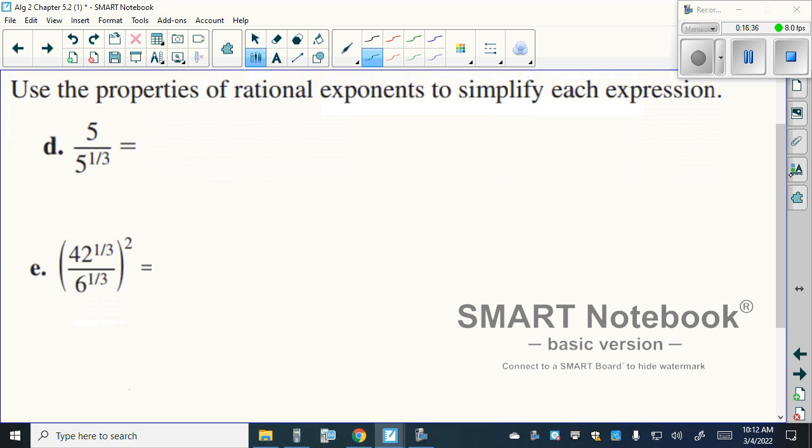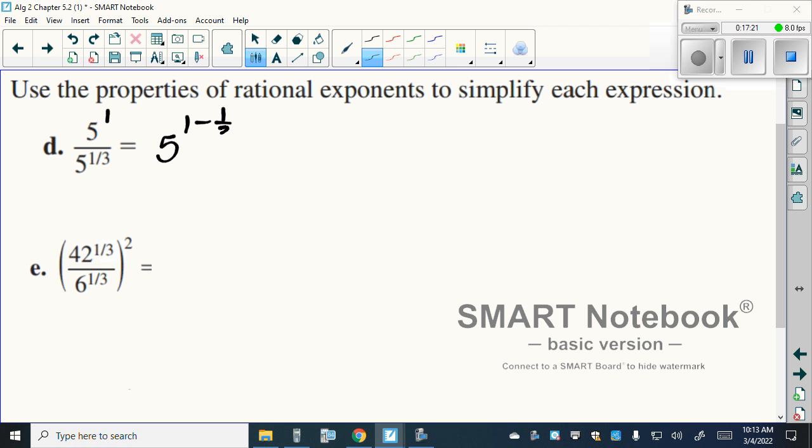Okay, still using properties of exponents to solve these. Now the next one that we have is 5 divided by 5 to the 1/3. Are the bases the same? Because we have 5 and 5. The bases are just whatever number or variable or expression that we have to an exponent. So in the numerator, we actually have 5 to the first, and in the denominator, we have 5 to the 1/3. So using our quotient of powers, if the bases are the same, we can subtract the exponents.